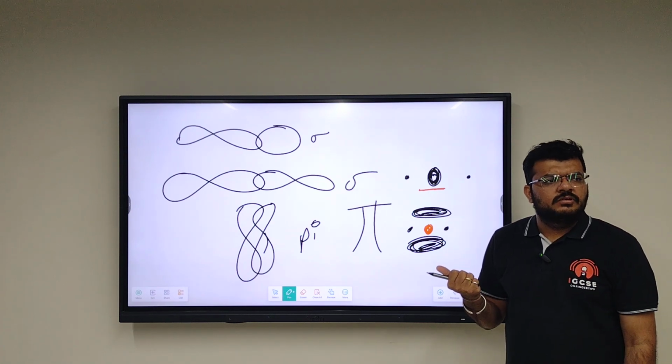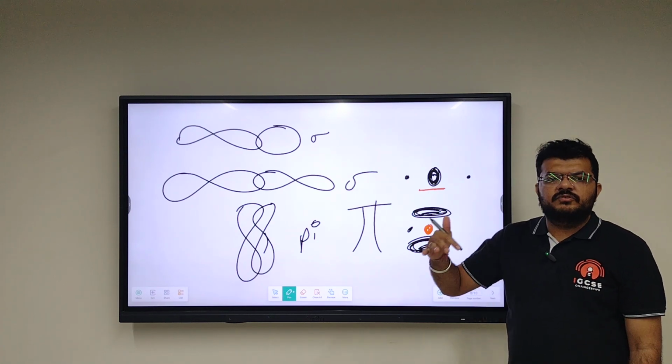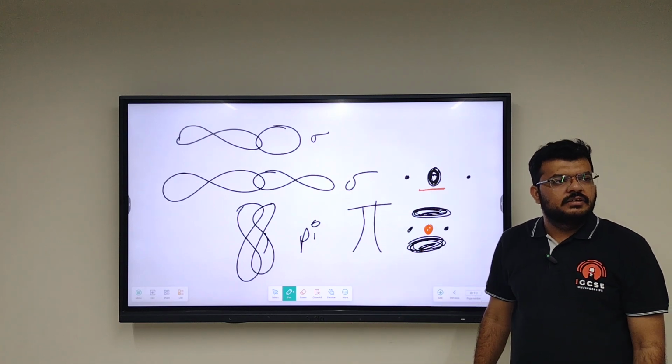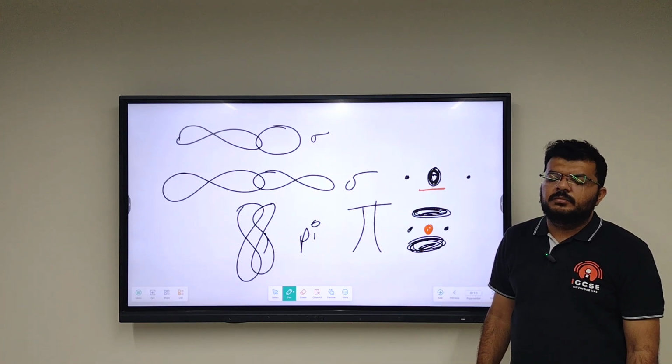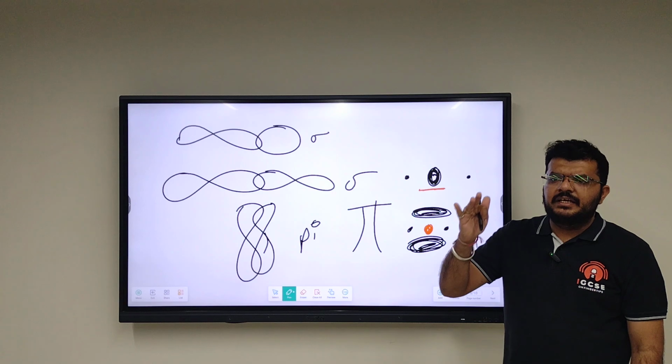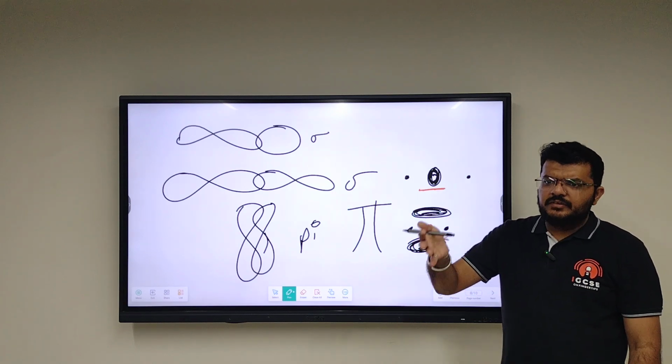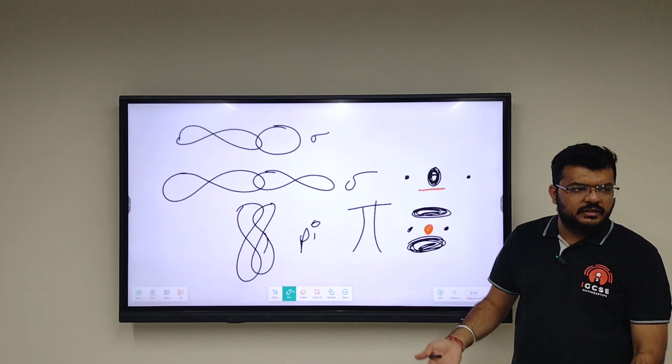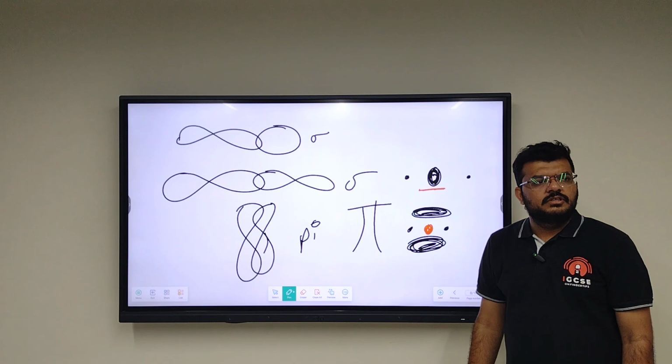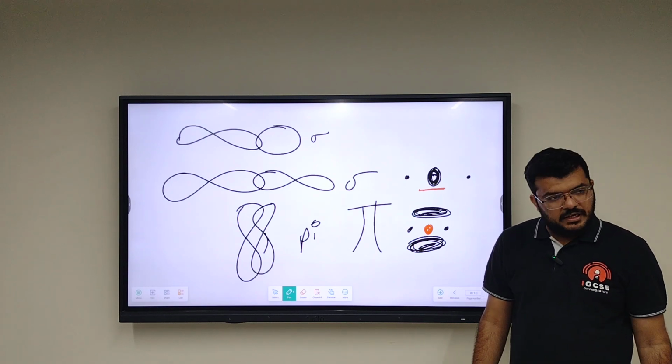So hydrogen bonding in water. No, I am saying what physical properties are affected. Melting point, boiling point, density, conductivity, solubility. Yes. What else? Surface tension. Surface tension, yes.